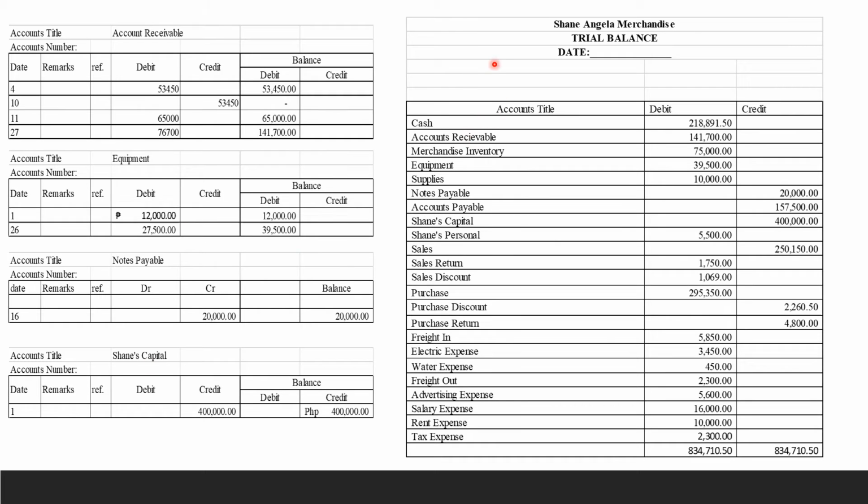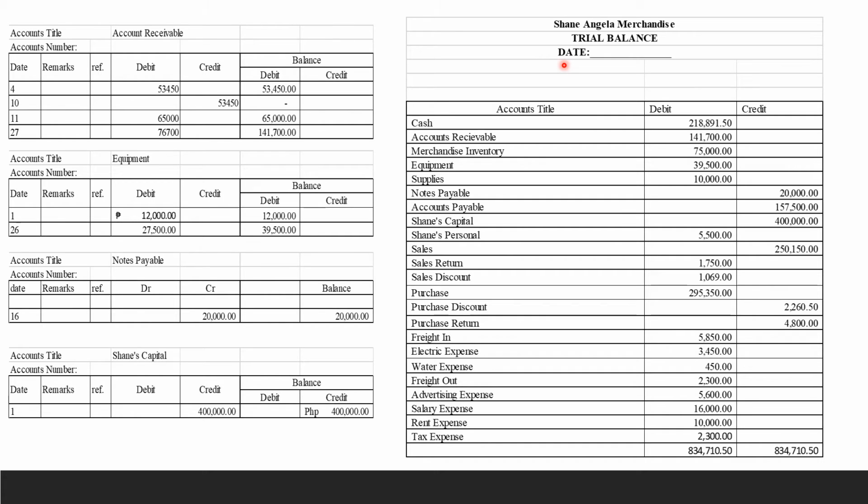Okay, focus muna tayo dito sa right side ng ating presentation. Ito yung sample ng ating trial balance. What are the different parts of a trial balance? Definitely, yung una natin is name of the business or name of the owner. And then trial balance, and then date. Kung ito ba ay maaring taon, or if ang company ay nagpe-prepare ng monthly, semi-annually, quarterly report.